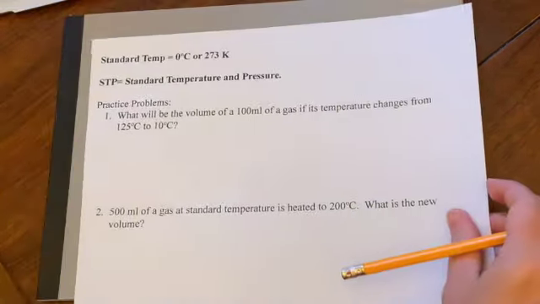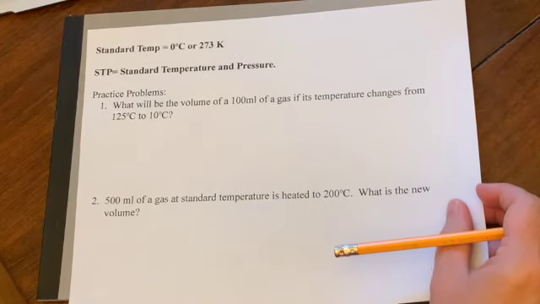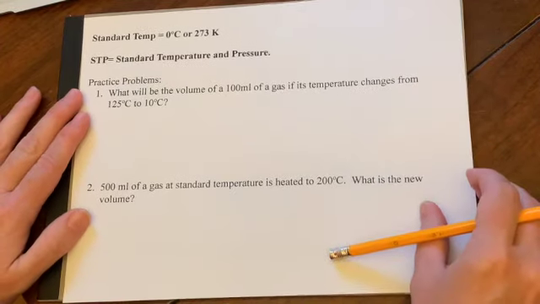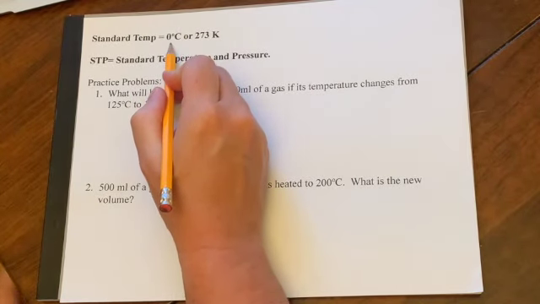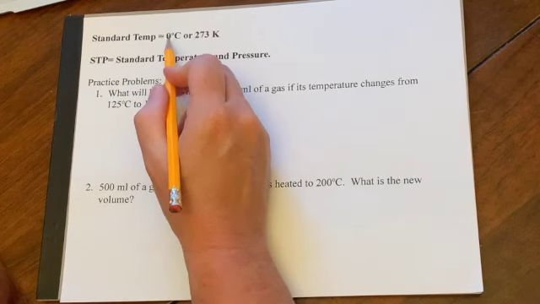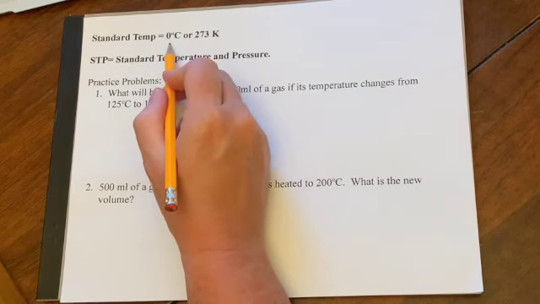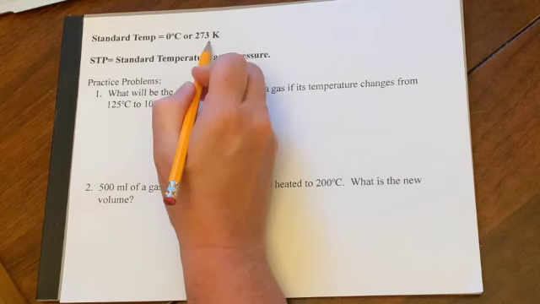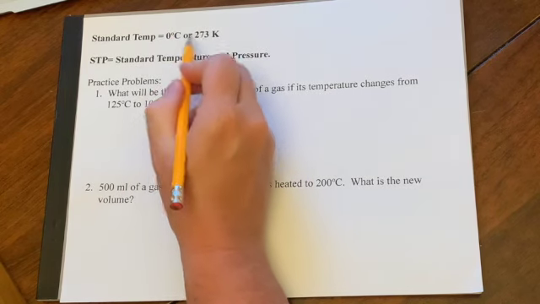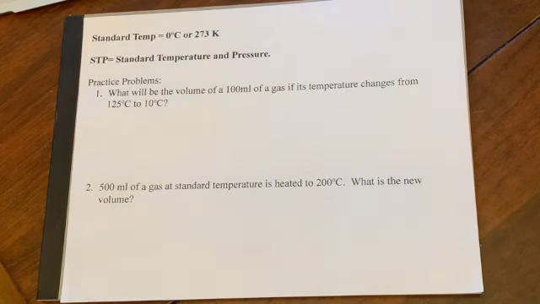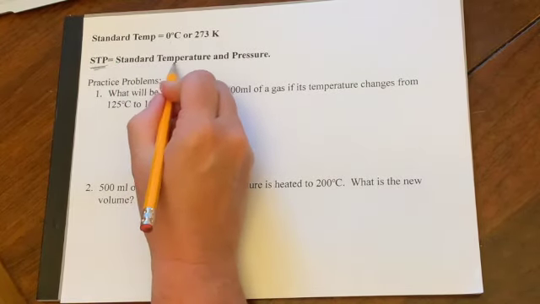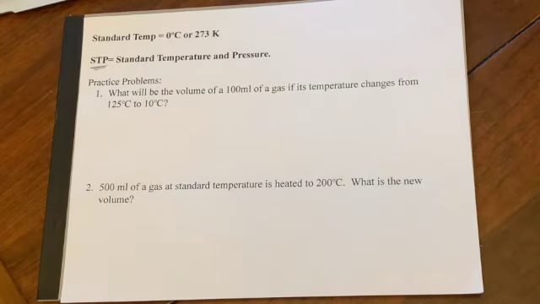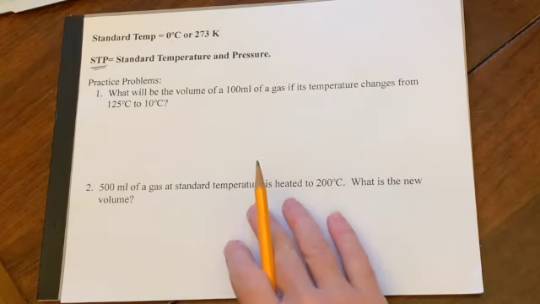So let's take a look. Before we get started on some practice problems, just a couple reminders. Standard temperature is 0 degrees Celsius. To go from Celsius to Kelvin, you just add 273. So 0 Celsius is 273 Kelvin. When you see the abbreviation STP, that stands for standard temperature and pressure. Just a little reminder before we move on.